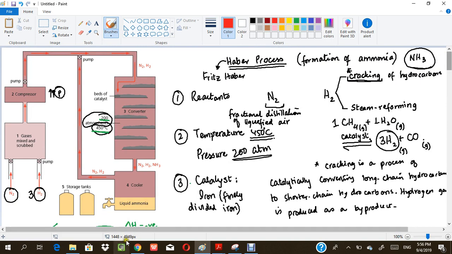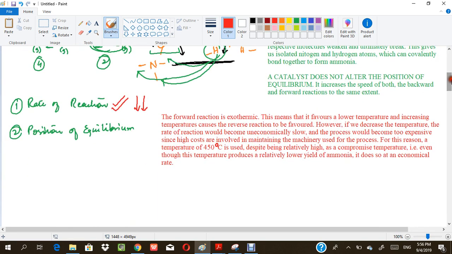Now, we have reached up till this point. A lot of ammonia has been formed. But the problem is that the yield of this process is pretty low. What do I mean when I say yield? See, in ideal conditions, what should happen is that all the nitrogen and all the hydrogen should be converted to ammonia. In this case, if all nitrogen and all hydrogen is converted to ammonia, we say that the yield of the reaction is 100%.